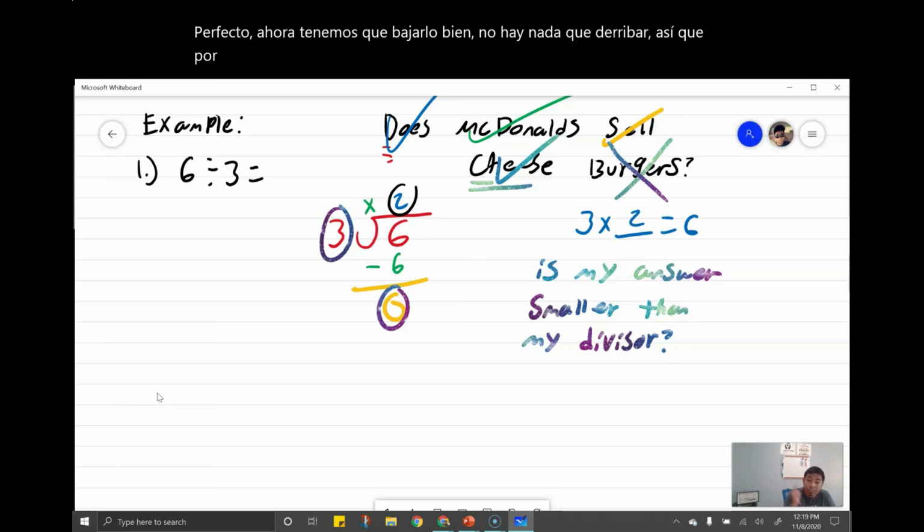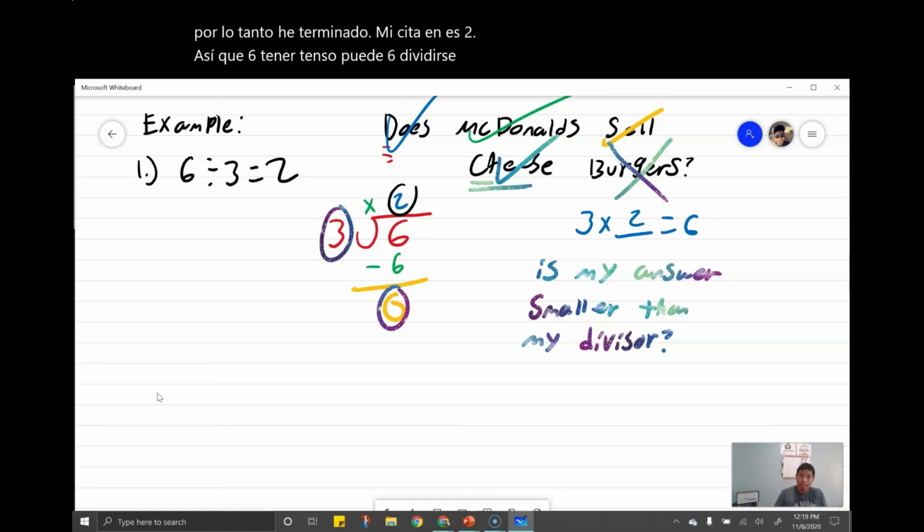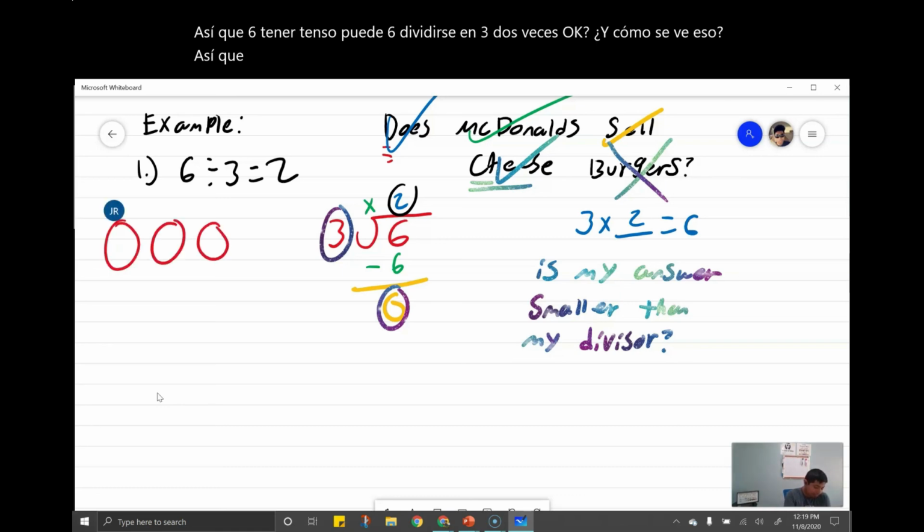My quotient is 2. So how many times can 3 be divided into 6? 2 times, okay? And what does that look like? So I have 3 groups, 1, 2, 3, 4, 5, 6, and each one has 2, okay?